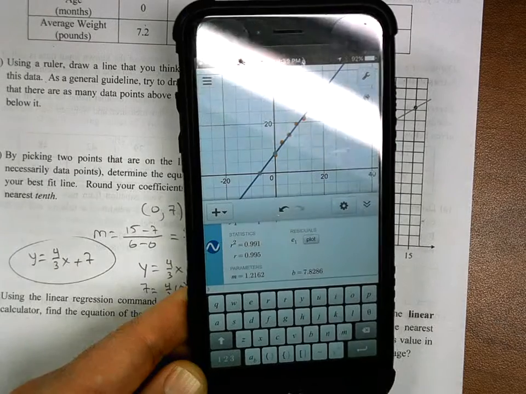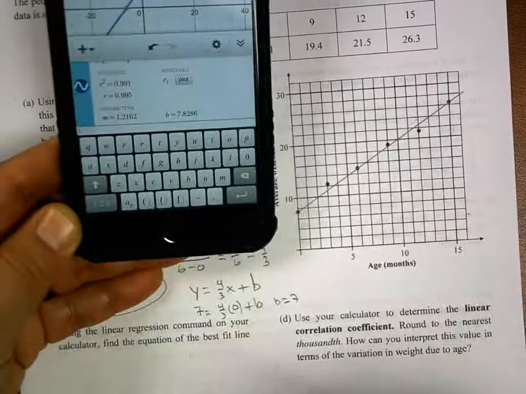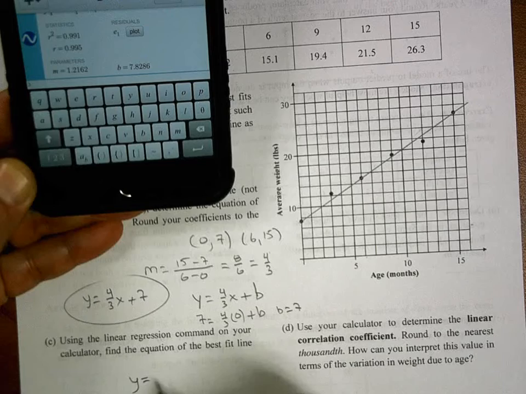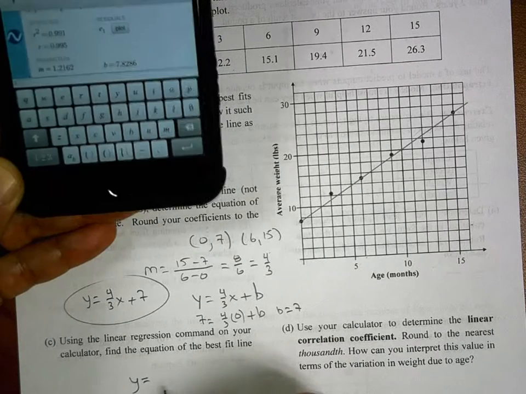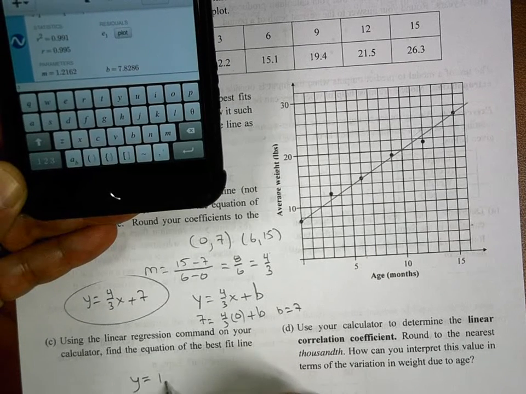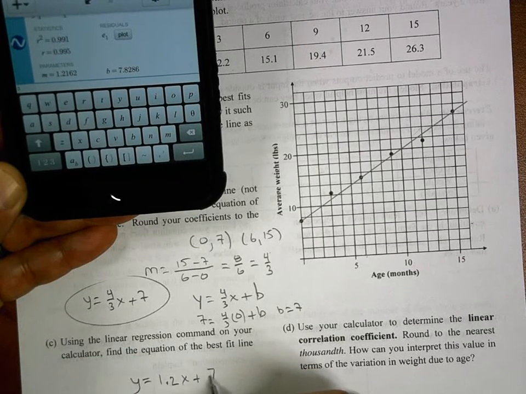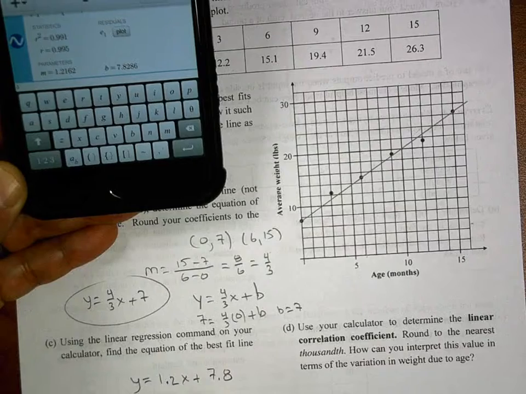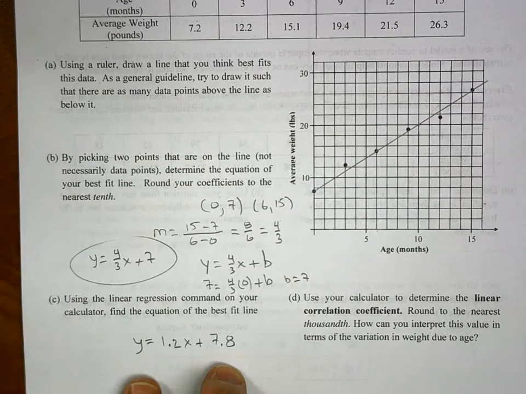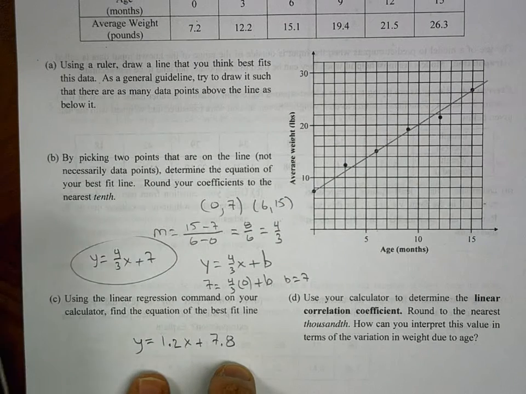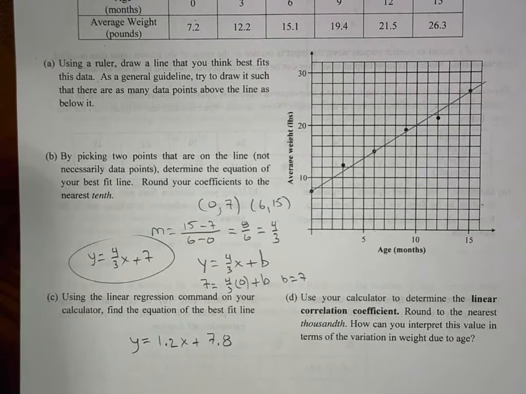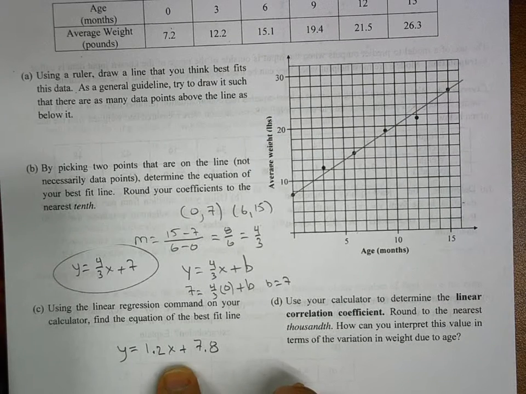Okay. So let's go ahead and write this line down. So y equals slope, and we'll round to the nearest tenth: 1.2x plus b, which is 7.8. So that's our line that Desmos came up with, the line of best fit. Did we get that? All right. And then we can use this equation to predict other things. And I think on the other side of this paper, we're going to do that.